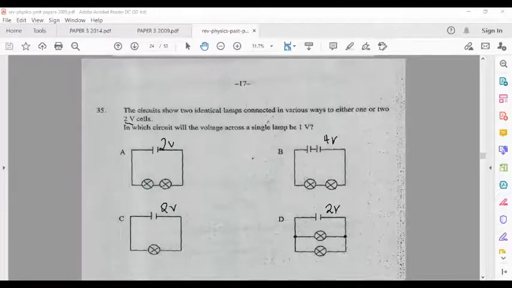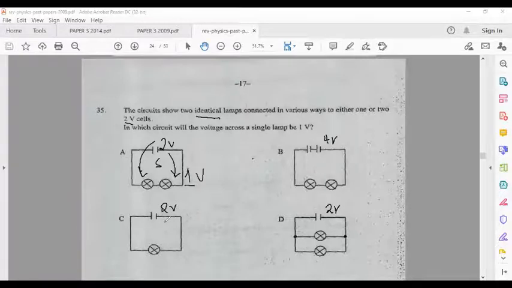Okay. So what happens to the voltage in circuit A? Well, this is a series circuit, and so the voltage is split between the two lamps. So each of them will get 1 volt. And they're identical, which means they have the same resistance. So they're going to pull the exact same amount of voltage from the main supply.